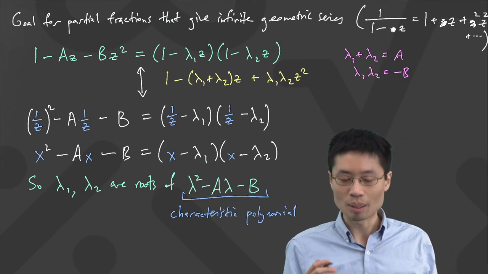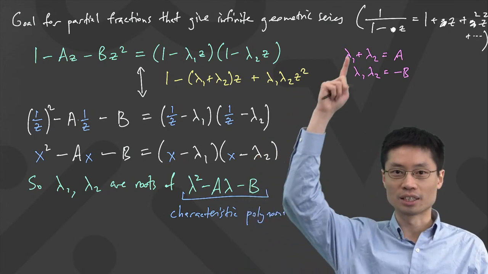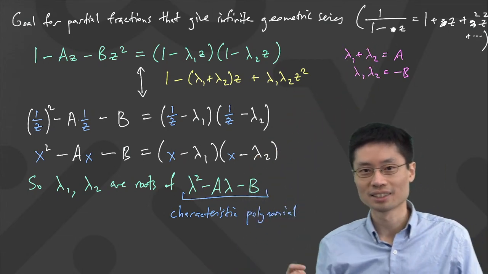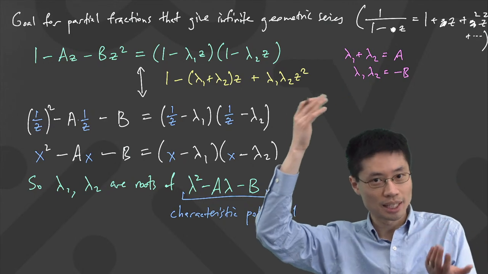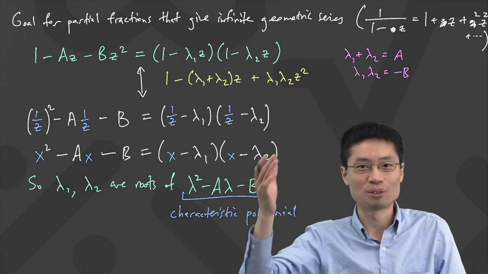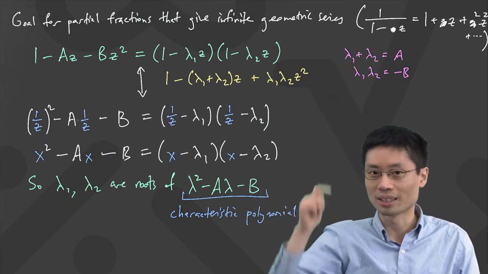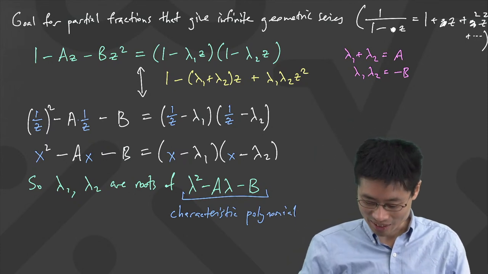Remember, the entire point of this was to make it so that I can write my generating function as the sum of two of these guys, which is like blob, a number that has nothing to do with n. It's just some constant, like 1 over root 5 or something, over 1 minus lambda 1 z. Okay? So let's continue on.